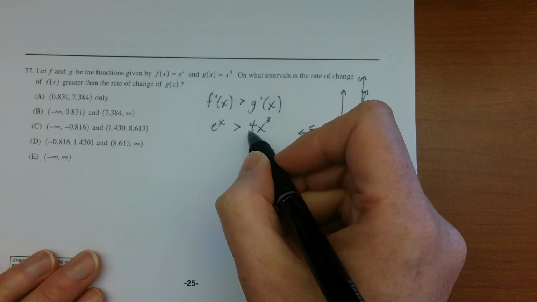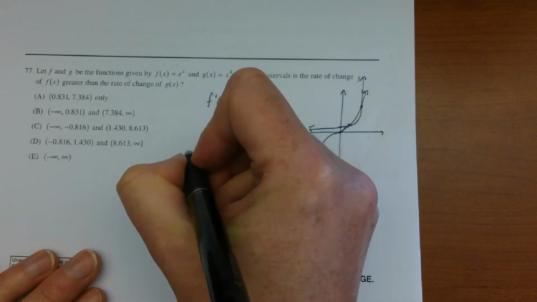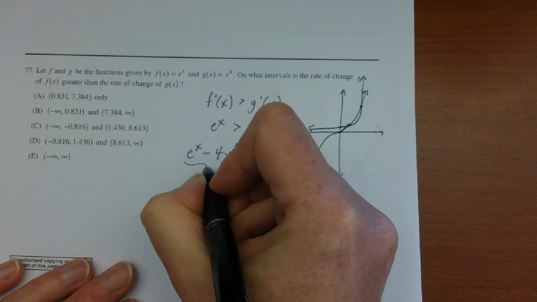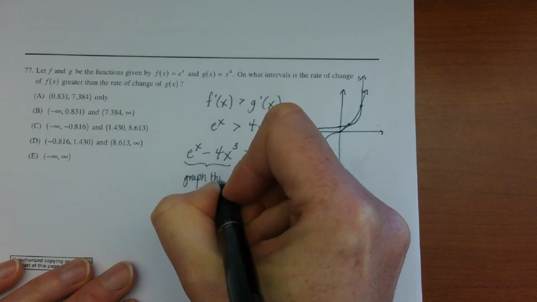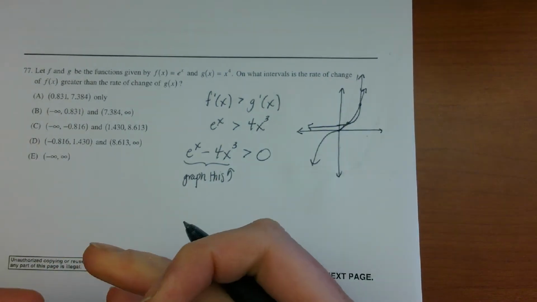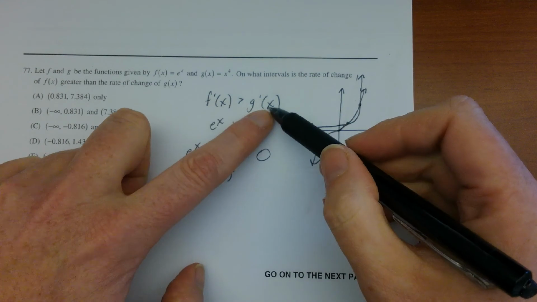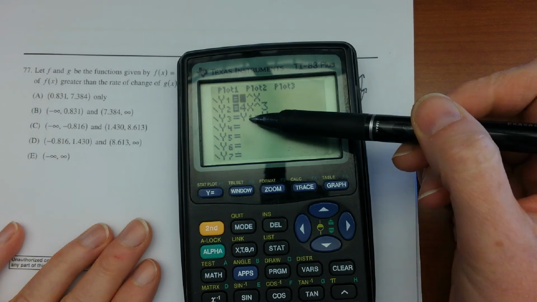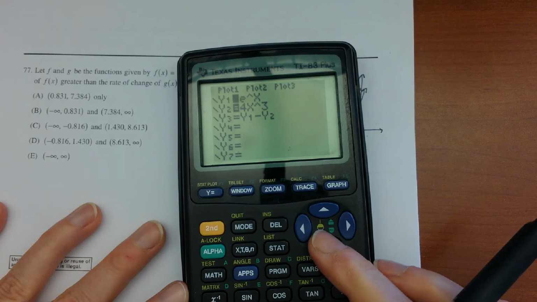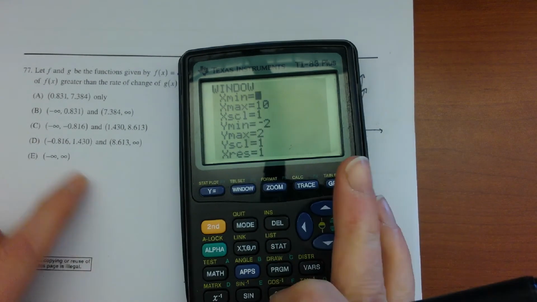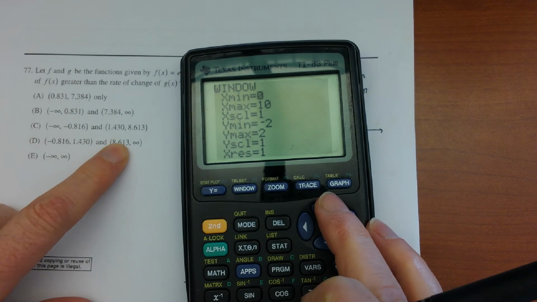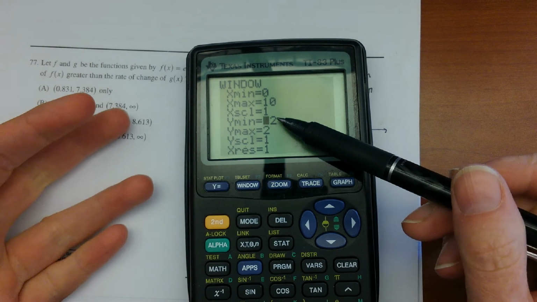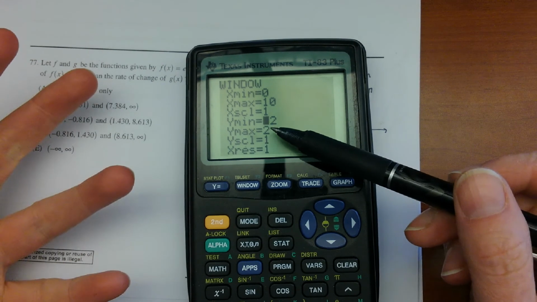So what I would recommend in this case is just subtracting one function over and getting 0 on one side. So e to the x minus 4x cubed, and you'd be looking for when that is greater than 0. You can just graph this function and look for when it's above the x-axis, and that would be the places where f prime was greater than g prime. Here y1 was f prime and y2 was g prime, so I'm going to unselect these and select y3. The window, based on the options, looked like 0 to 10 would be sufficient. And for your y values, if you're just looking for when the graph is above or below the x-axis, small numbers around 0 would make sense, like -1 to 1 or -2 to 2.